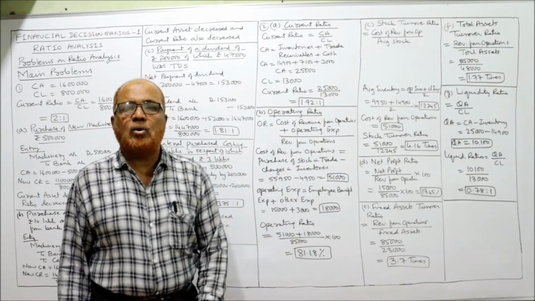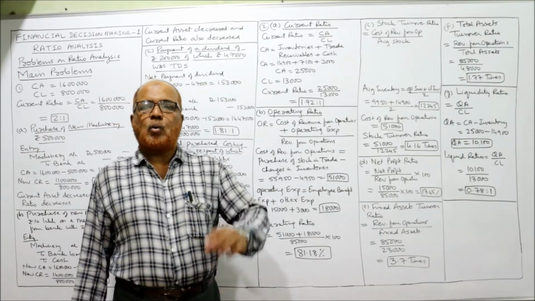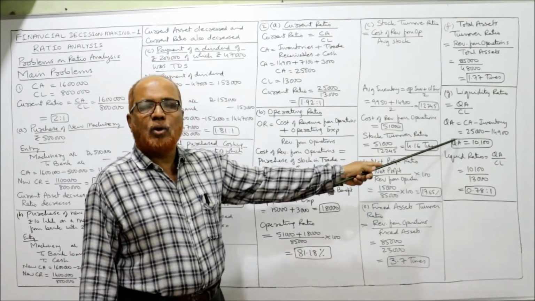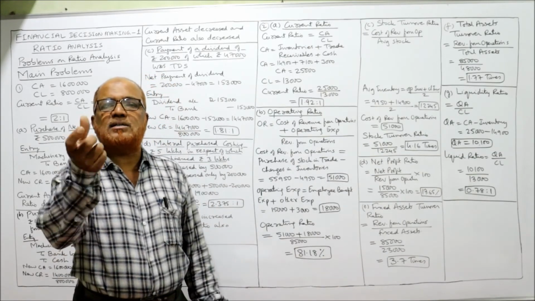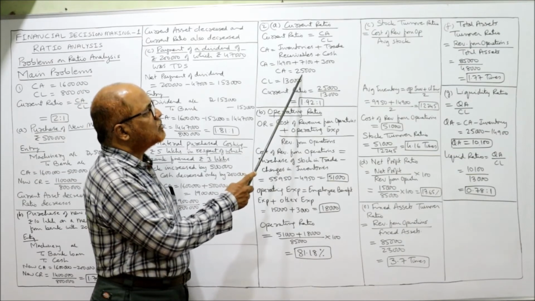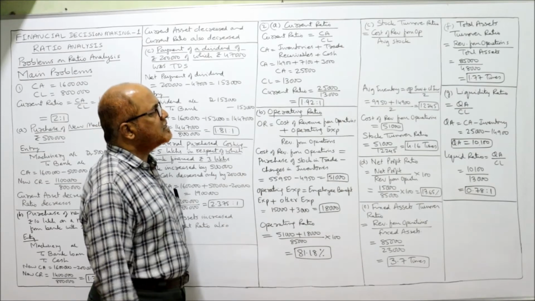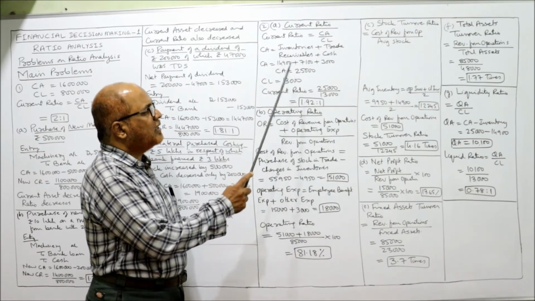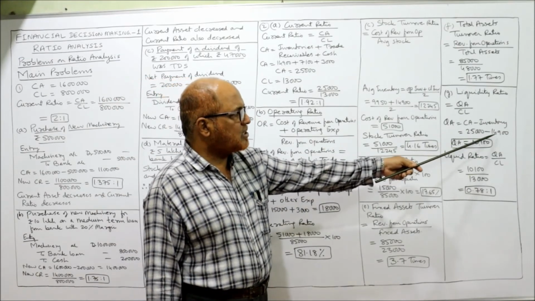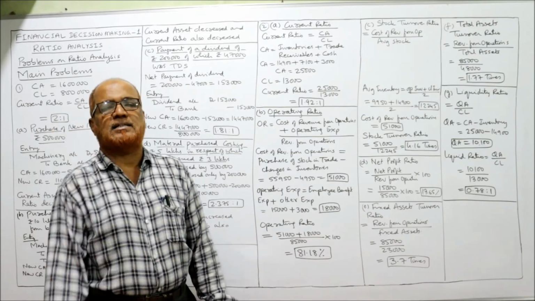Last ratio is liquidity ratio. Liquidity ratio is nothing but the quick ratio: quick assets by current liabilities. Quick asset is equal to current asset minus inventory. Current asset we already got, 25,000. Out of this, how much is the inventory? 14,900 is the inventory. So 25,000 minus 14,900, 10,100 is the quick asset.